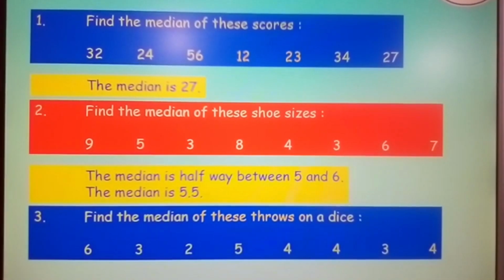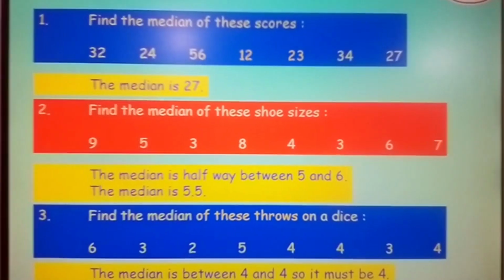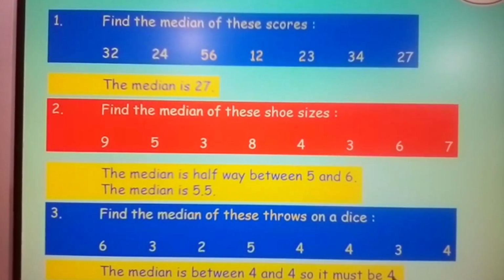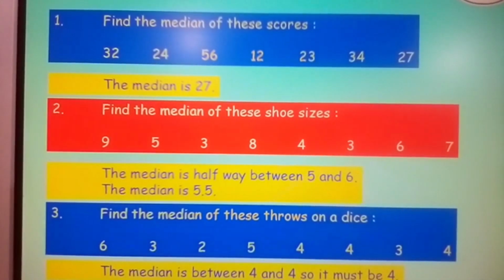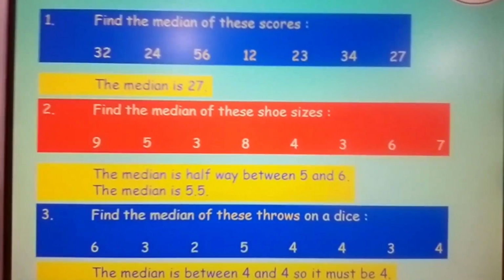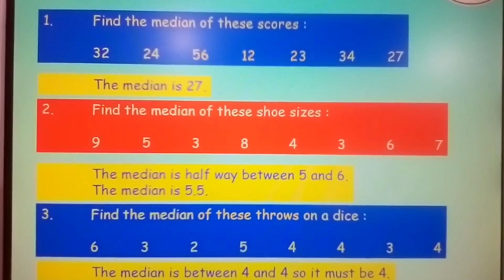Now find the median of these throws on dice. The median is between 4 and 4, so the median is 4. So you would add these 4 and 4 together, which will give you 8, and divide it by 2, so it must be equal to 4. It's the adding of these two and dividing by 2 which will give you your median in this case, and that's what you need to apply. It keeps it simple and neat.